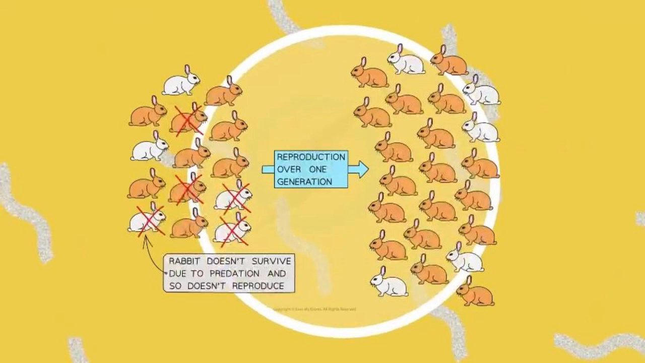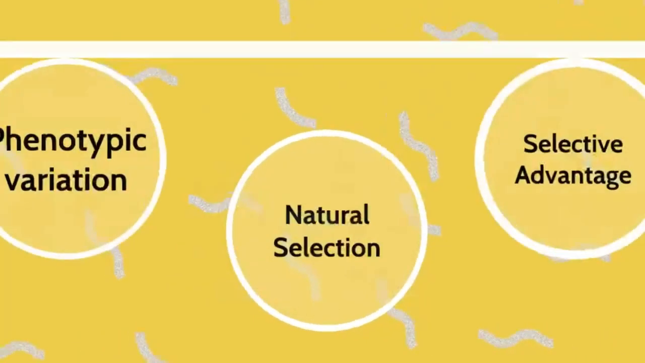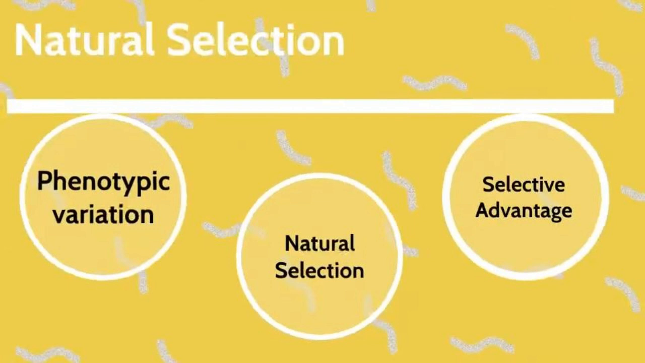And therefore, over many generations, the frequency of alleles for brown will increase and the frequency of alleles for white fur will decrease. So that is how natural selection works as a result of a selective pressure acting on a population and enriching the abundance of an advantageous allele. But you can also have something called a selective advantage.